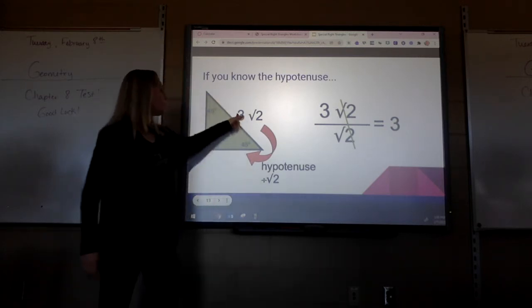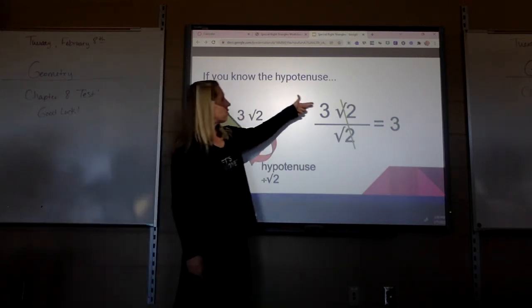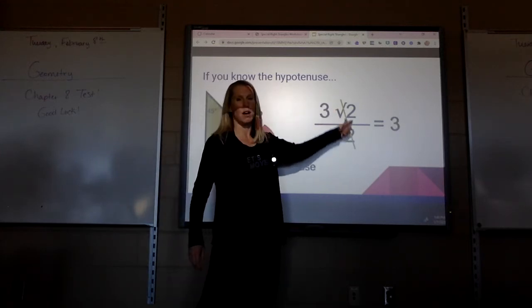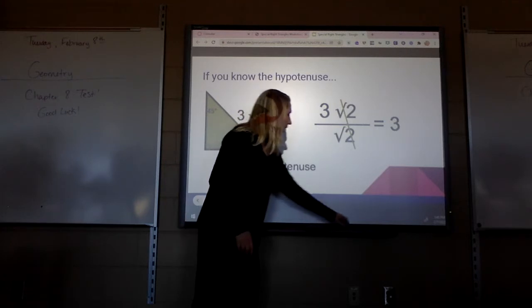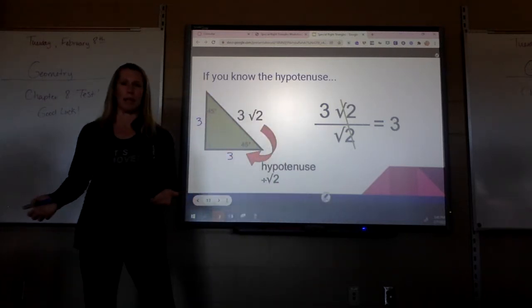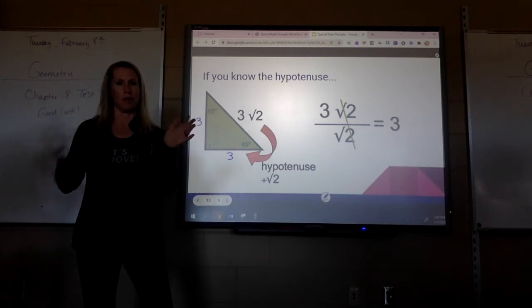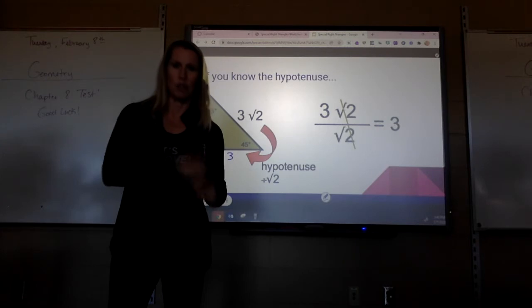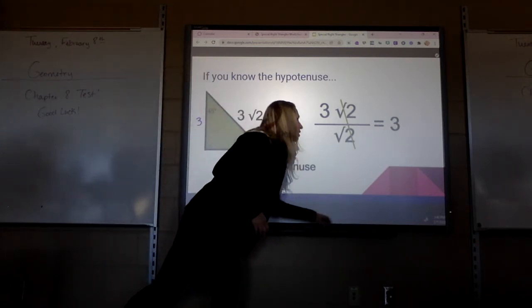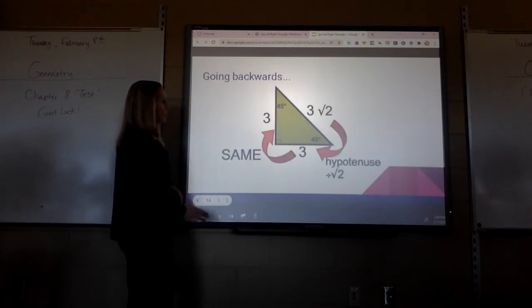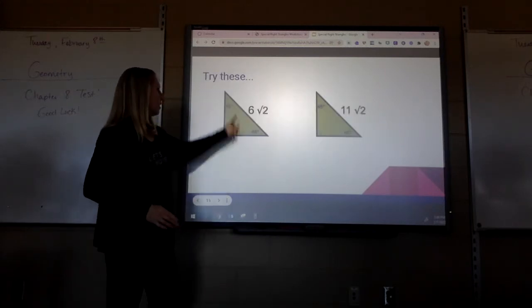So if my hypotenuse is 3 radical 2, 3 radical 2 divided by radical 2 would cancel out those radical 2's, and I would just be left with 3, which hopefully makes sense because the legs are the same, 3 and 3. The hypotenuse would be the leg times radical 2, 3 radical 2. So it's easy if there's already a radical 2. So let's try this one.